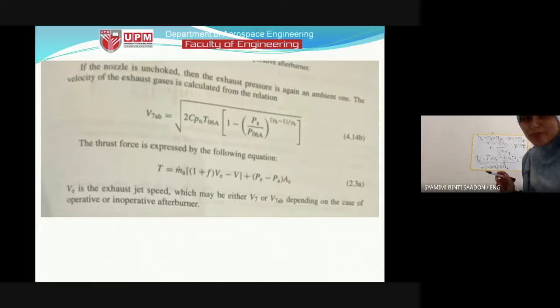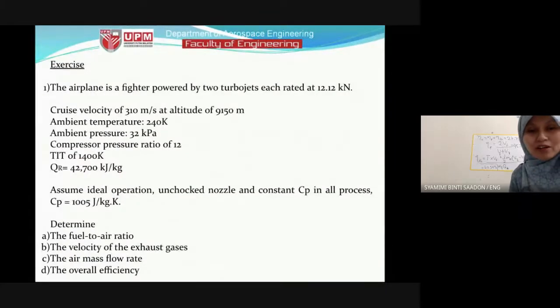I hope you guys understand. So to calculate overall efficiency, we calculate first the propulsive efficiency using the simplified equation, ideal case. So we have 45.79%. And then we calculate thermal efficiency, we have 60.36%. And we multiply both of them. So we get the overall efficiency, 27.75%.